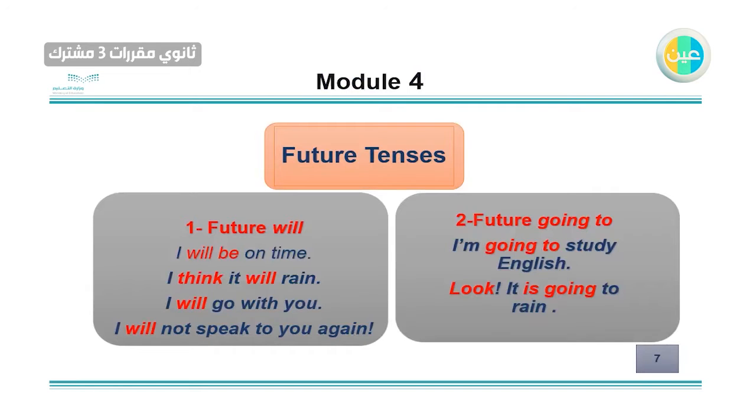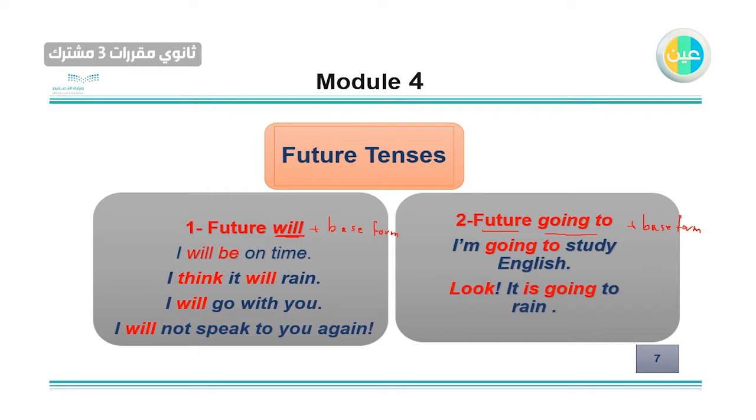Let's start talking about future tenses. When I talk about future tenses, I have different forms. Number 1, future will. When I say future will, that means I'm going to use will, and after will, the base form of the verb. This is number 1. Also, you have future going to. For future going to, you have to use going to after it, the base form. What is the difference between them? When can I use number 1 or number 2?